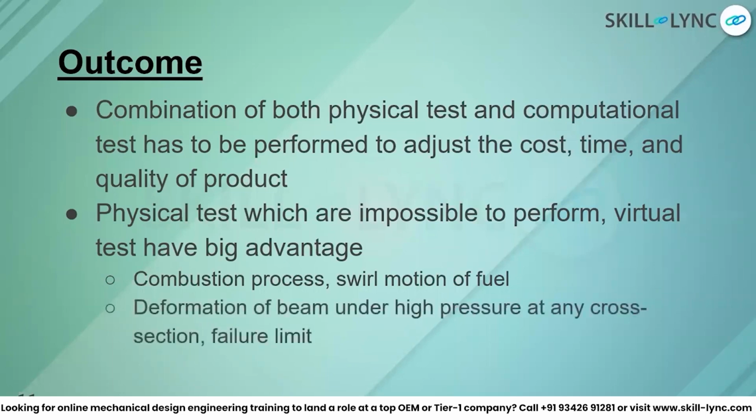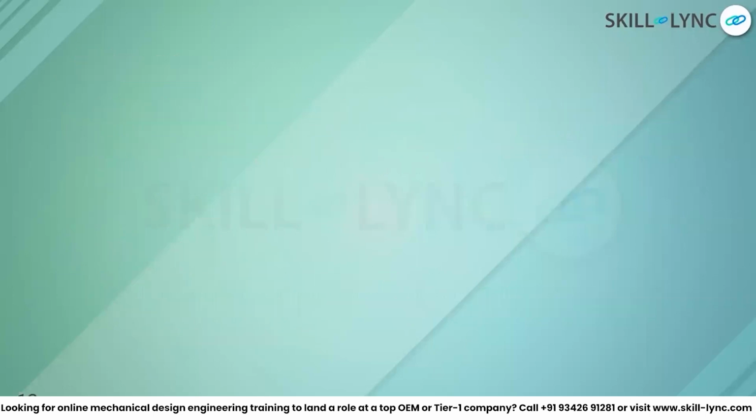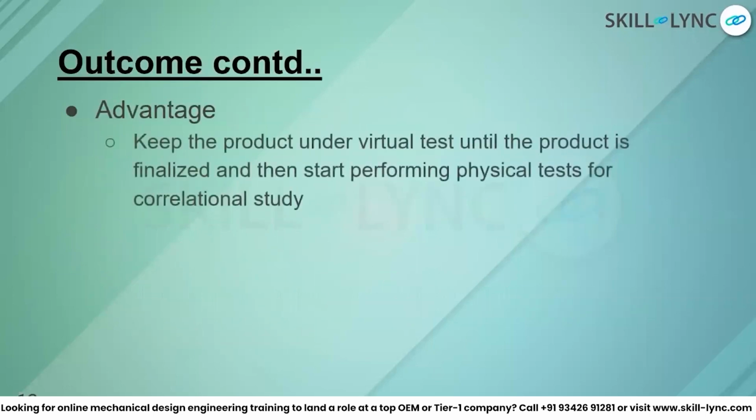Or maybe the deformation of a beam under pressure. If you want to see at the cross section how the pressure variation is happening, in reality it's not possible. Cut the beam and see how the pressure varies at every node? No, it's not possible, and that can create an issue also. So the biggest advantage is to keep the product under virtual test until it's finalized, and then start performing the real or physical test for the correlation and to verify that yes, my product is good now.